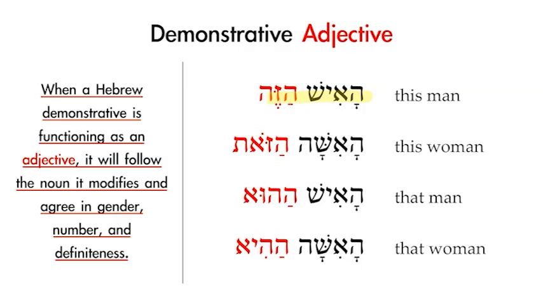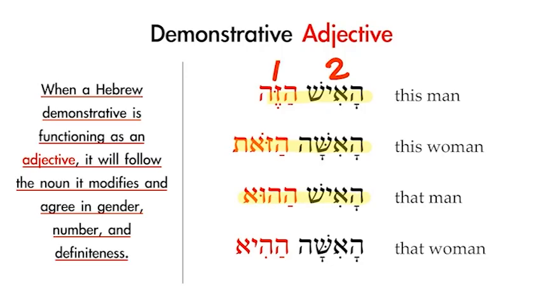Now, if you were to translate this literally from Hebrew, it would be the man, the this. But we don't render it that way into English. We don't use the definite articles, and we translate in some sense backwards. We begin with the demonstrative, and then we finish with the noun. Let's look at our second example. Ha'isha hazot, literally, the woman, the this. But in English, we're going to render it this woman. Once again, we start with the demonstrative, we finish with the noun, and we don't use the definite article.